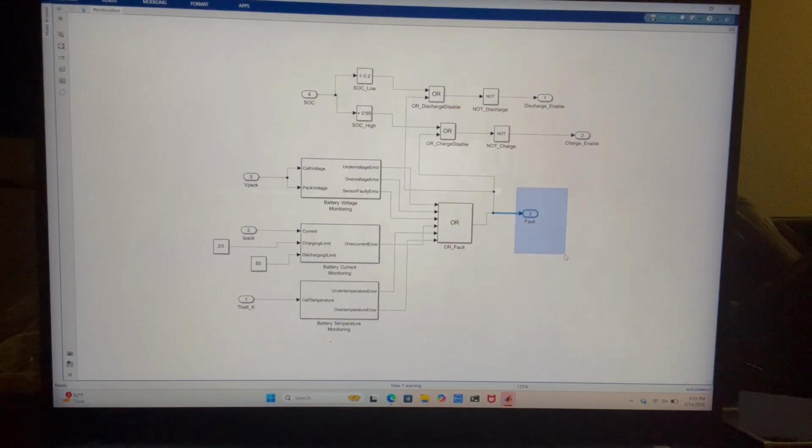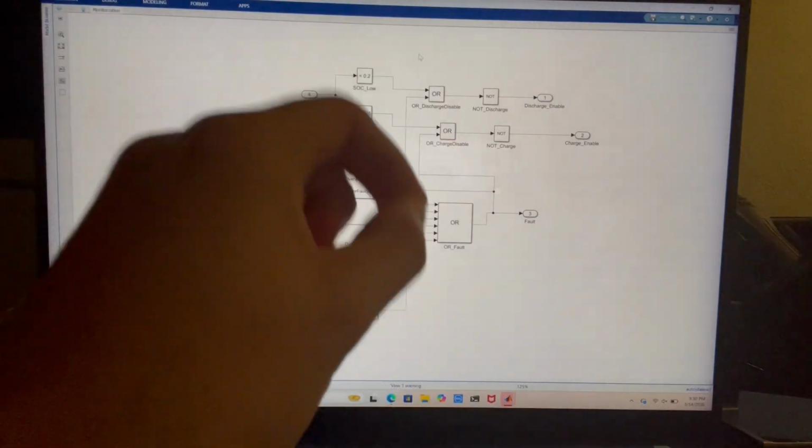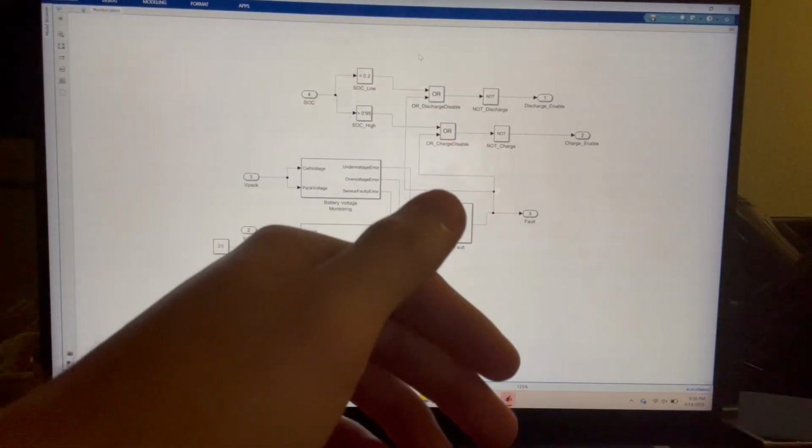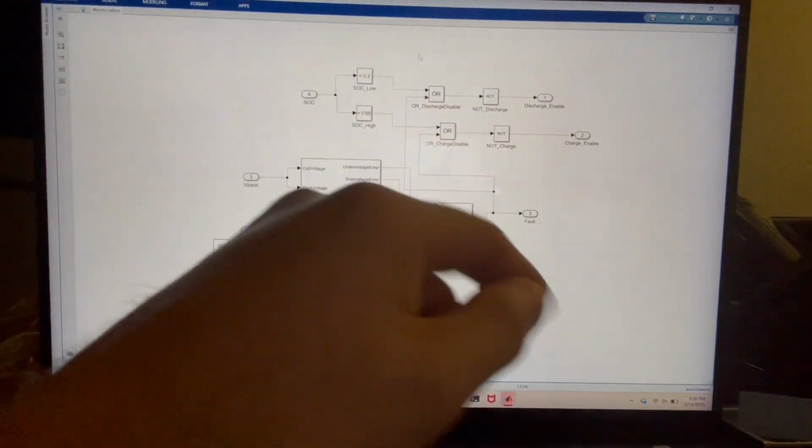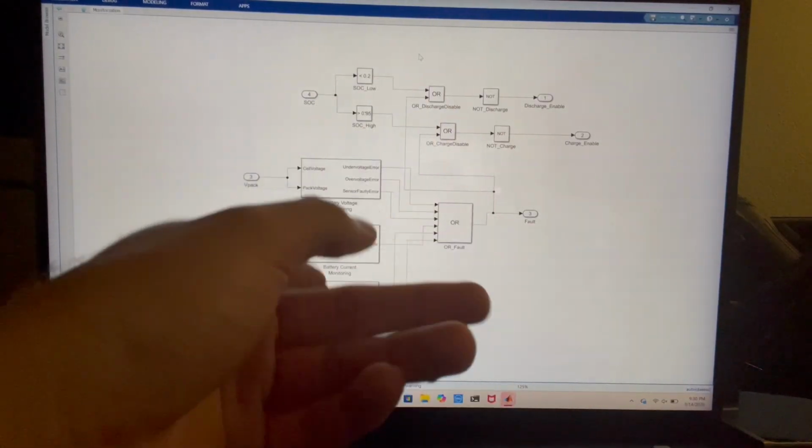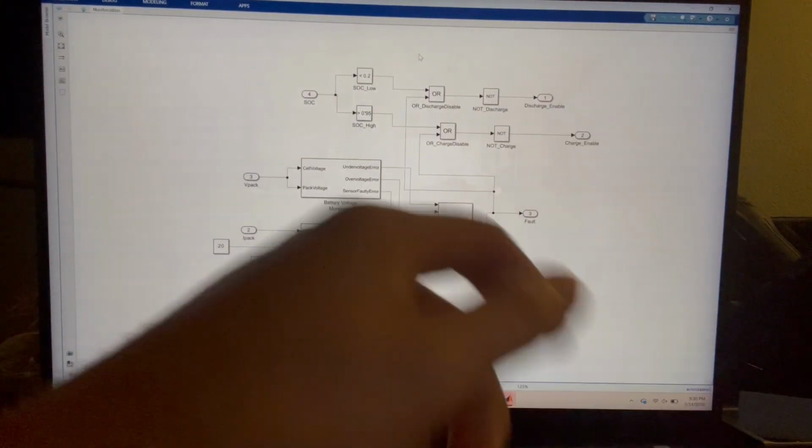Well, I'll explain that later. What shuts off? Faults just shut it off. If the state is high, or charge is disabled, boom, disable it. Charge fault. This is OR. So this OR gate is typically when at least one input value is true, then the output is going to be true. At least one. For NOT, you invert. So if it's true or false, charging enable. So we just invert it.